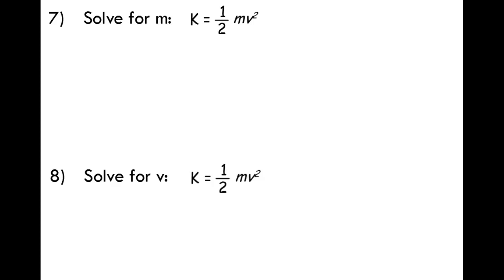Solve for M. So this one's going to be a little different. Actually, the bottom one's going to be a little different. Let's see what the top is. So it's identical formulas again. Same technique as I used before. I want to multiply by 2.